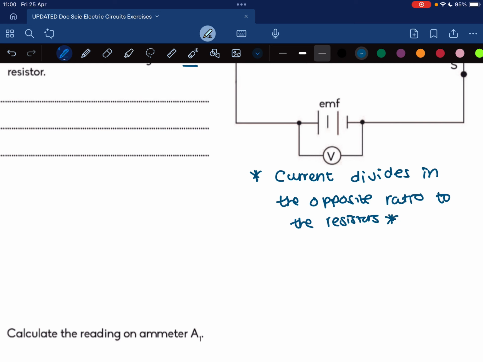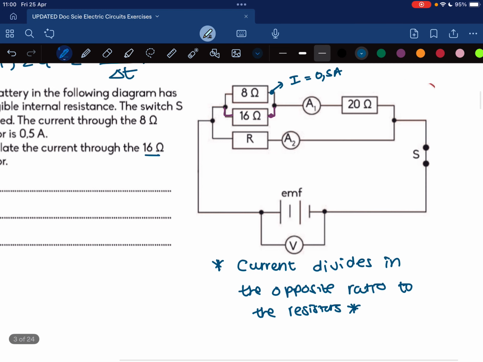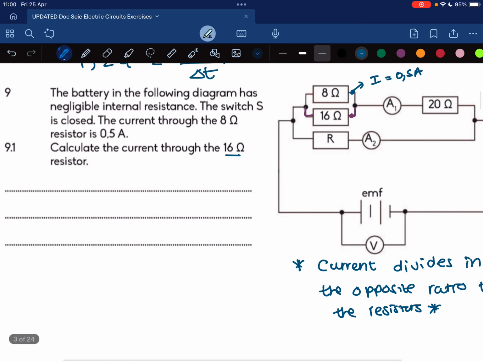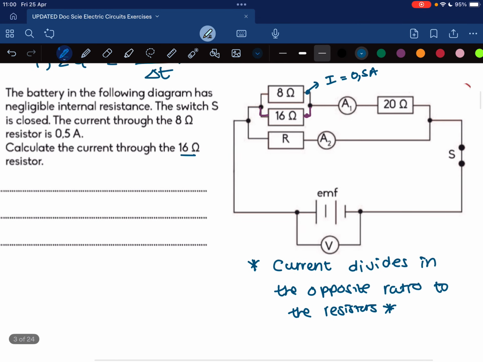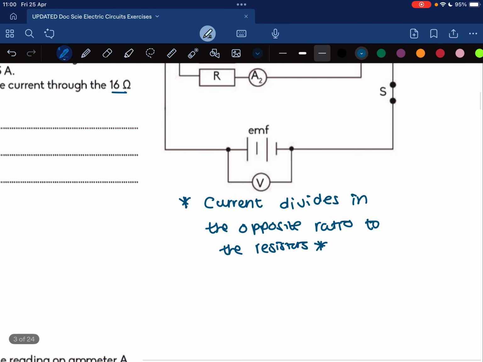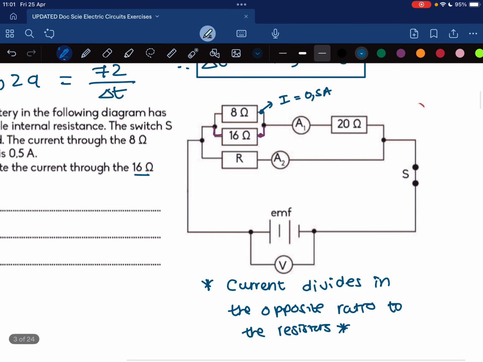Okay, because you are not given anything else. You don't know anything about the current of any part of the circuit. You don't know the voltage. You don't know anything. So you have to use the ratio that it splits, because you do know how much goes through the 8 ohms. So that obviously is the only given information you have. So that is the information that you have to use.